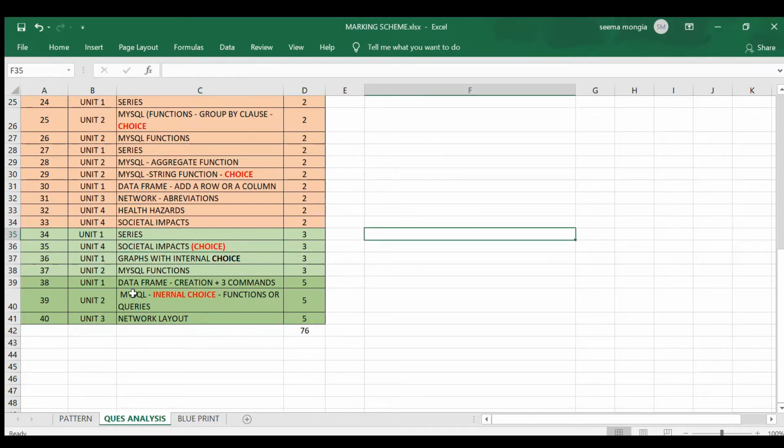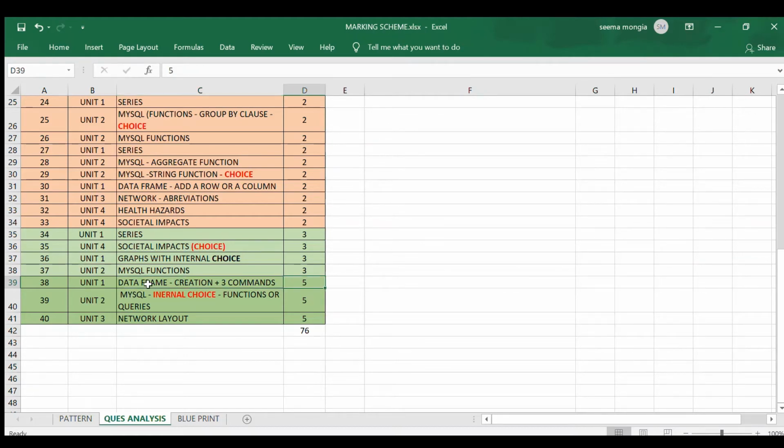Now, coming on to the 5 marker questions, question number 39, that is from MySQL again. This portion is having the choice. Rest, the Unit 1 data frame question was having 3 parts. 2 marks are just for creating the data frame, and 3 commands are given based upon that data frame. That comes out to your 5 marks completely.